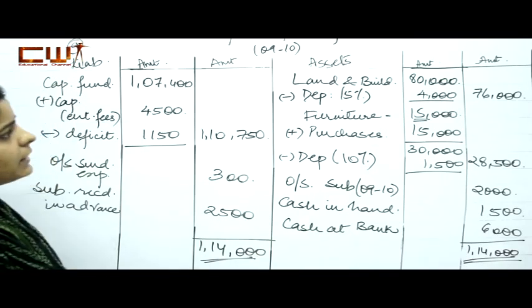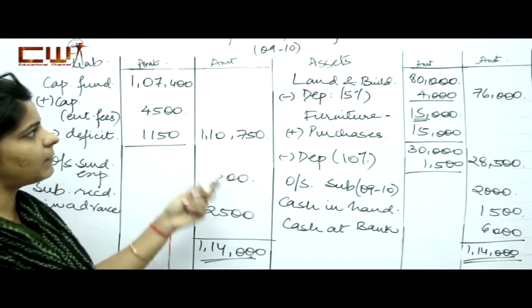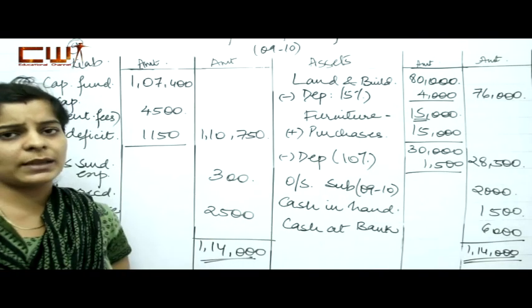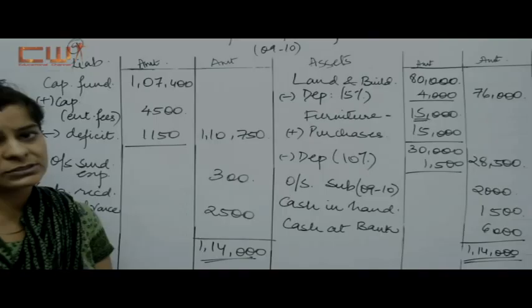We move on to the next numerical. This was the 9th numerical balance sheet. We move on to the last numerical, question number 10 of this chapter.